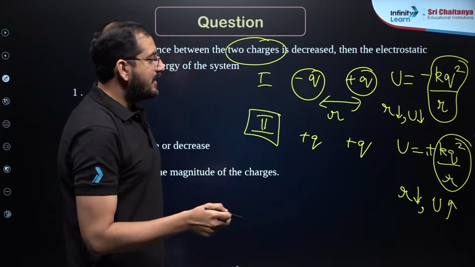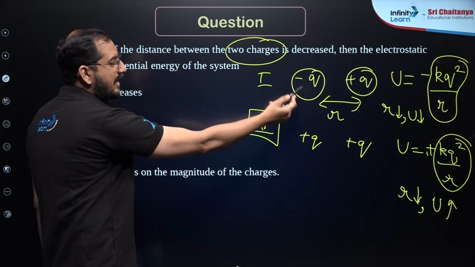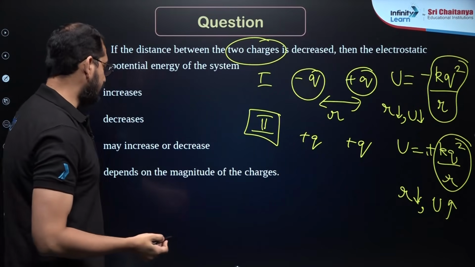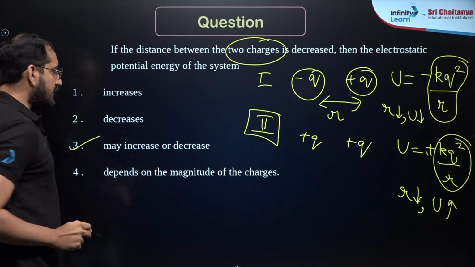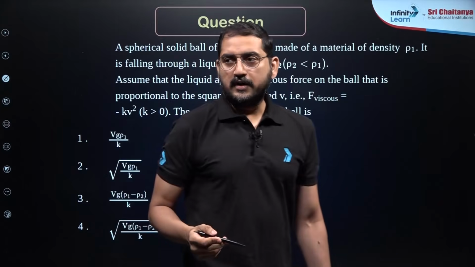Depending on whether the charges were like charges like this or unlike charges like that, U can decrease, it may also increase, right? So yeah, option 3 could be our correct answer. Okay, let's go ahead to our next question.